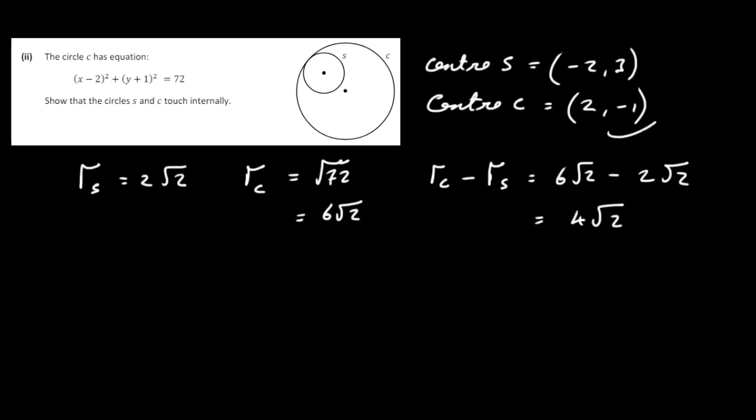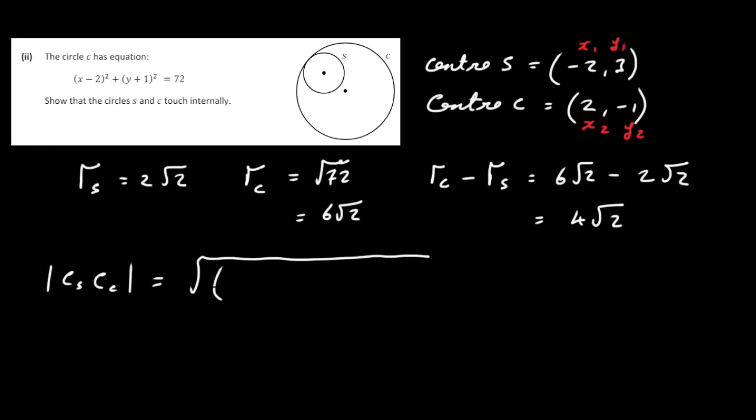So now I've got to find the distance between these two centers here, and hopefully we should get 4 root 2. So the distance between the center of S and the center of C is the square root of, we can let this be, let's say x1, y1, x2, y2. Stick them into the distance formula, which again is in your tables. So it's x2 minus x1, so it's 2 minus minus 2, so it's 2 plus 2 squared. Plus y2 minus y1 squared, so it's minus 1 minus 3 squared.